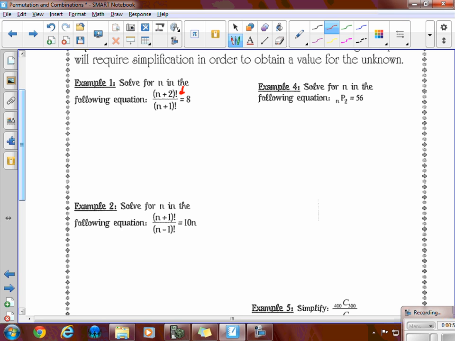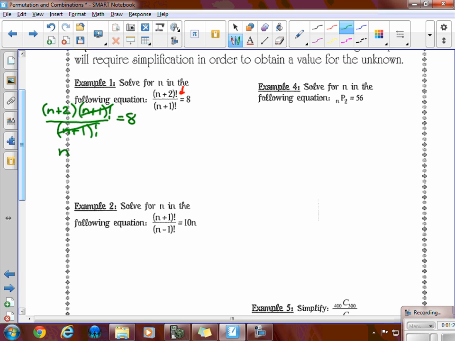It says solve for n in the following equation: n plus 2 factorial over n plus 1 factorial equals 8, and asks what is the value of n that would make this true. To start, again, we look at the numerator and the denominator and decide which is bigger, n plus 2 or n plus 1. Well, n plus 2 is definitely the larger of the two factorial statements. So n plus 2 factorial, we start counting down to n plus 1 factorial. That matches the bottom. This whole thing equals 8, which tells me n plus 1 factorial and n plus 1 factorial divide out to 1.